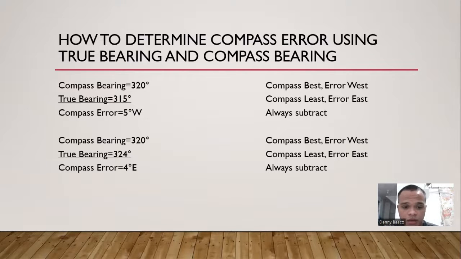Next is compass bearing 320 degrees and true bearing 324 degrees. We have to subtract, so the compass error will be 4 degrees east. The true bearing is larger than the compass bearing, so we have to put the name east. Compass least, error east.